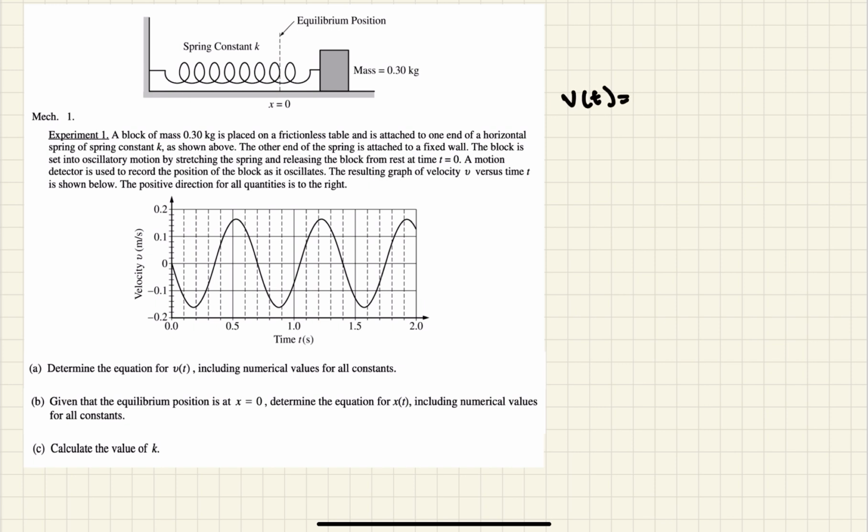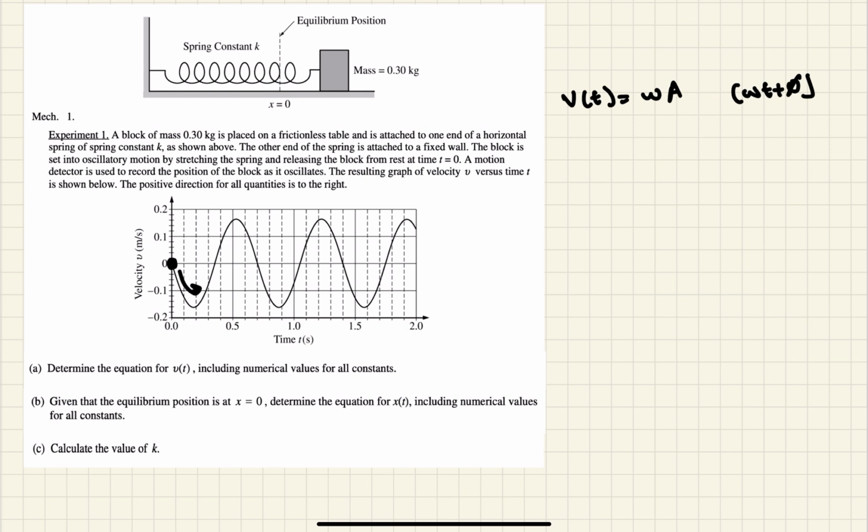V of t, we know, is technically equal to omega a times the cosine of omega t plus phi. Now, don't blindly write that, because let's make sure that actually makes sense. In this case, it starts at 0 and then goes immediately negative. If it starts at the equilibrium position, then it should actually be sine, not cosine.